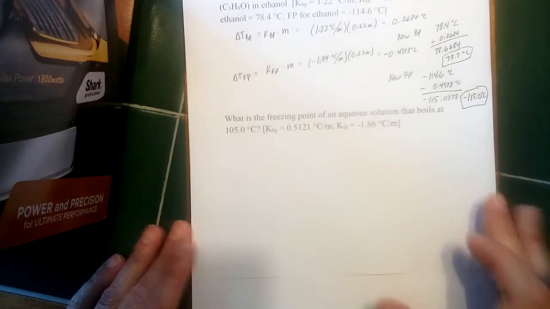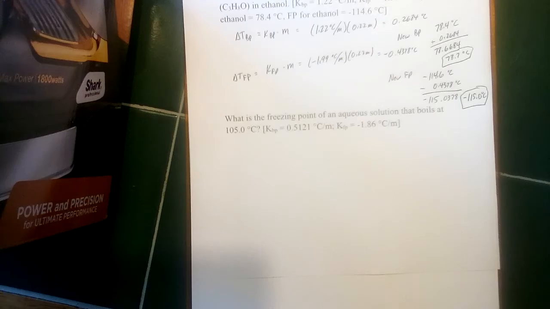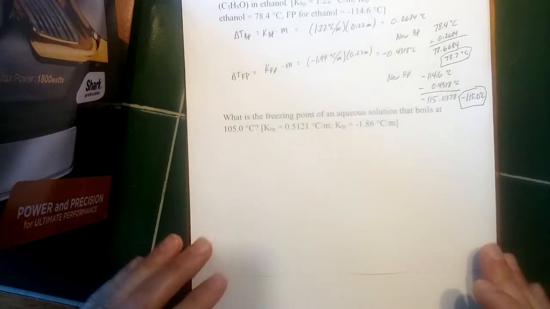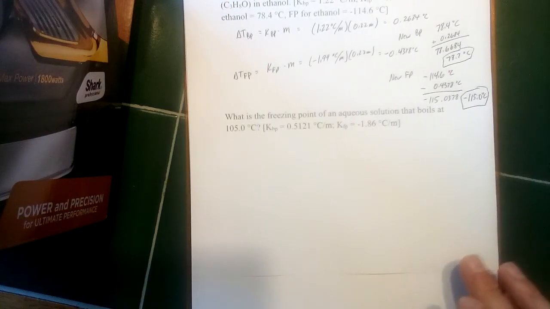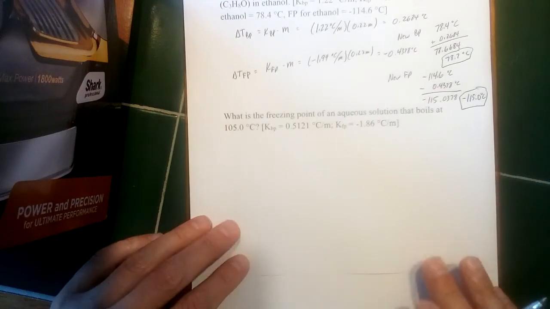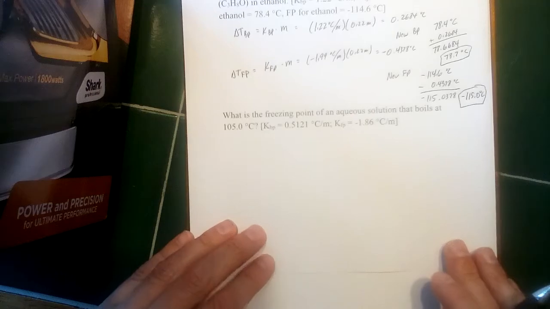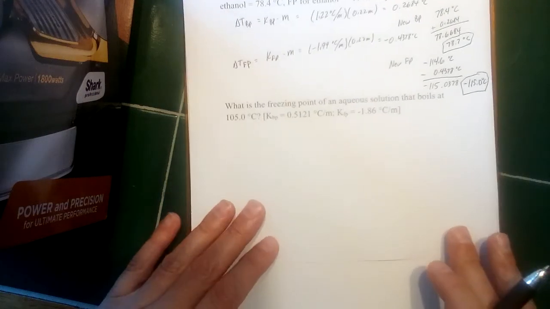Okay. Now, second problem, we're asked to solve for the freezing point of a solution that boils at 105 degrees Celsius. So that's just a little bit different set of information. But again, there's only two variables in the equation. In this case, we're given enough information to find delta T. When we plug that in, we can solve for the molality of the solution.